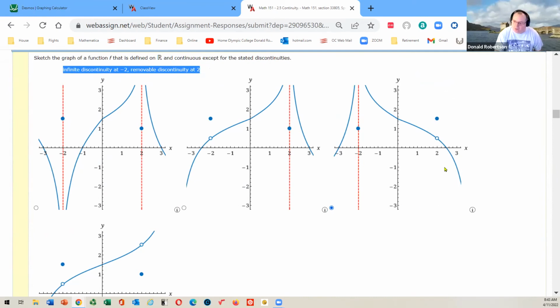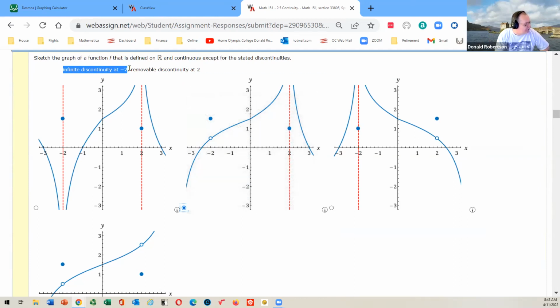There's only going to be one correct graph. In this case, that's the one. And now to be able to understand that, you need to understand what an infinite discontinuity at -2 looks like. To me, doesn't that mean a vertical asymptote at x equals -2? Now, couldn't it be a volcano one or a hole in the ground one or any of the various kinds of vertical asymptote? But that's what that means.